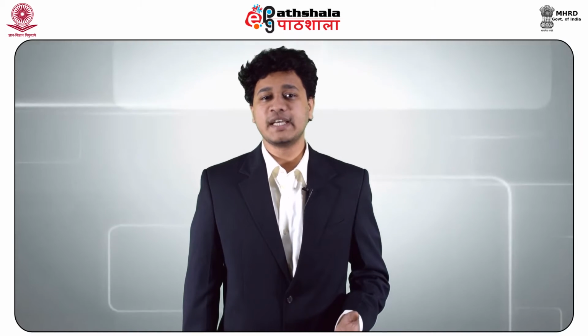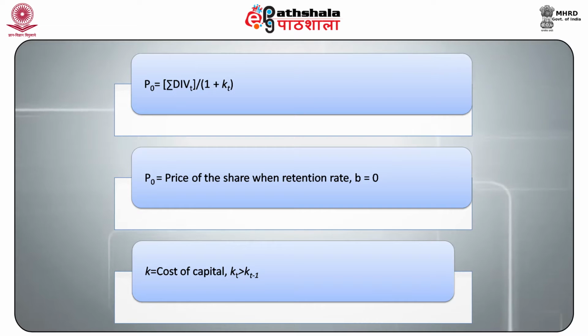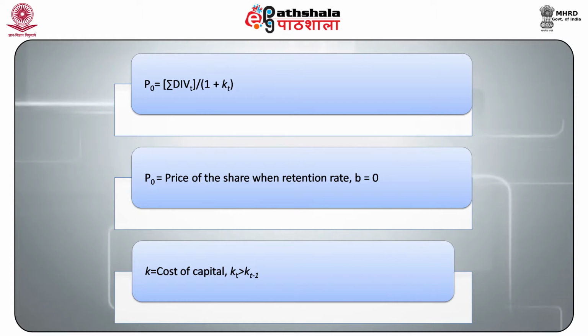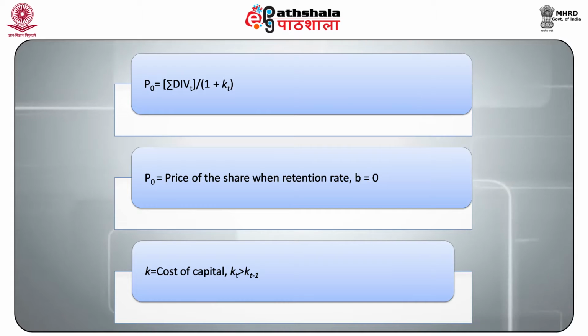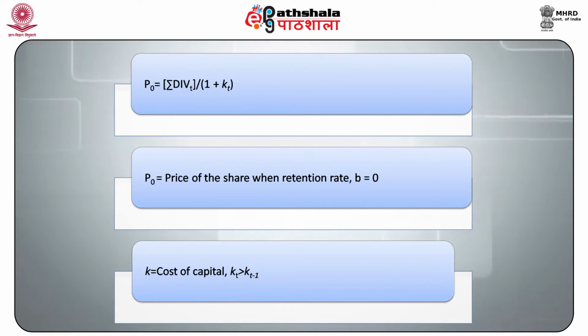The Gordon model can be expressed in equation as follows. P0 equals D1 divided by (1+K1) plus D2 divided by (1+K2) plus D3 divided by (1+K3) and so on up to Dn divided by (1+Kn). This gives us the summation of Dt divided by (1+Kt), where P0 is equal to price of the share where retention rate b equals 0. K is equal to the cost of capital, K1 is greater than Kt minus 1.